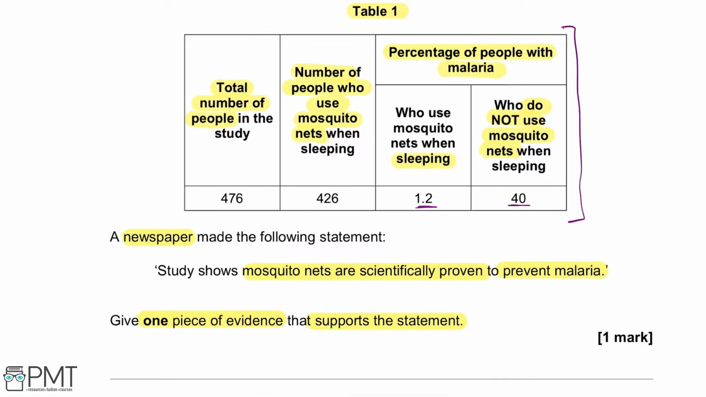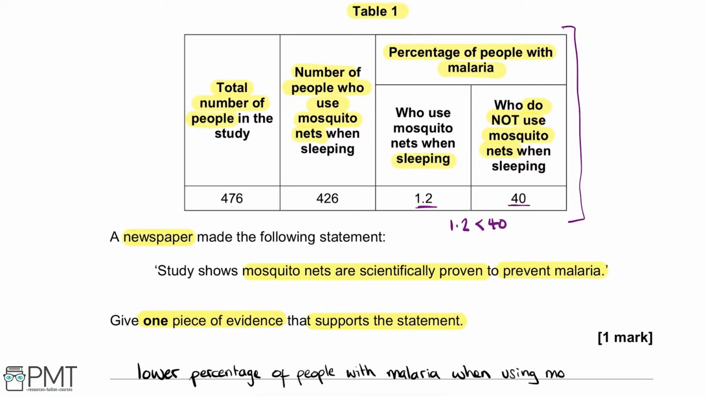Those who do not is 40%. So this shows us 1.2 is a much smaller percentage than 40%. So those who use nets make up a smaller percentage of those with malaria. And that's the kind of statement that the mark scheme is looking for you to make, that there is a lower percentage of people with malaria when they're using nets.